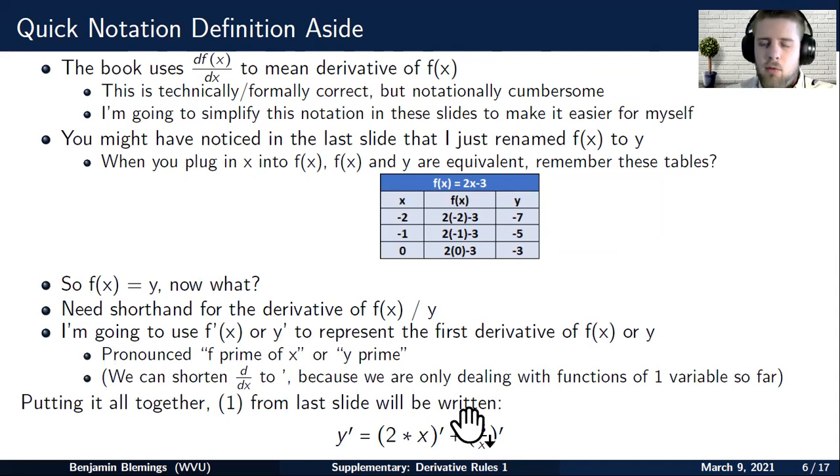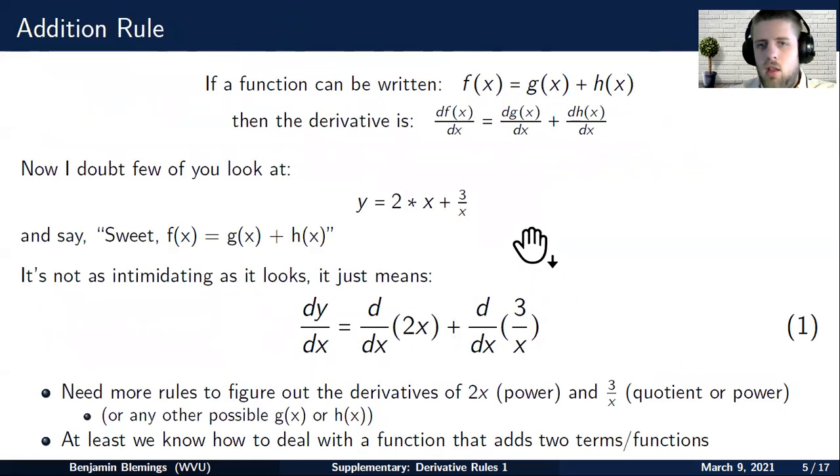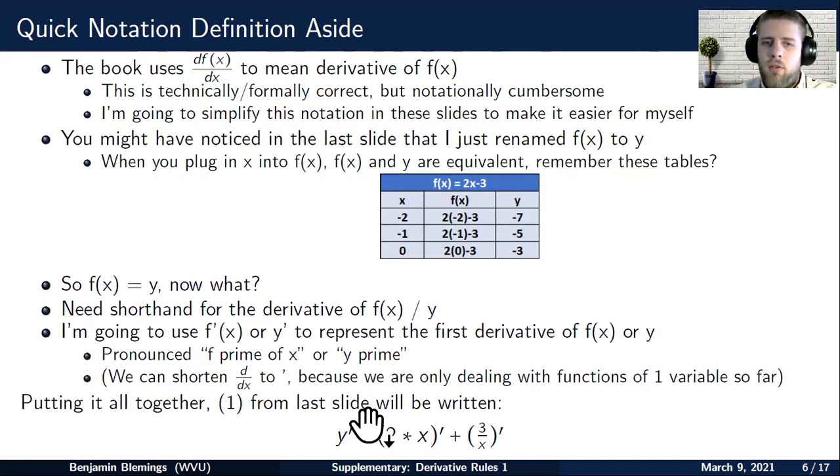Now what? Now I want to have some shorthand for the derivative of f of x or y. And so I'm going to use f prime of x or y prime to represent the first derivative of f of x or y. And so this is going to be pronounced f prime of x or y prime, respectively. And right now we can shorten this up because we're dealing with functions of one variable only so far. And so putting it all together, from the last slide, I can rewrite this with fewer dx's by just saying, okay, that's also equal to y prime equals (2x) prime, or 2 times x prime, plus (3 over x) prime.